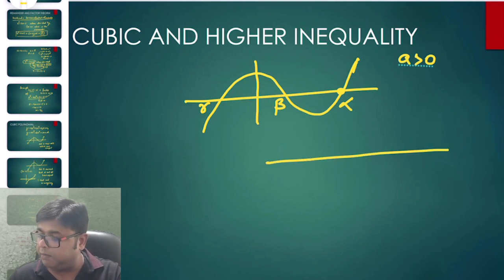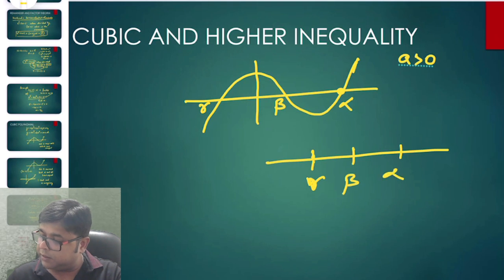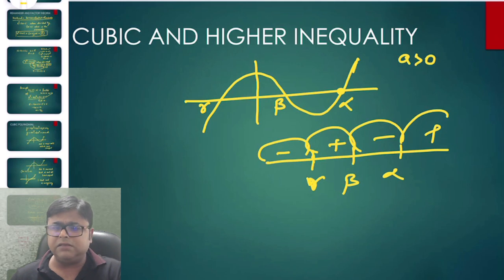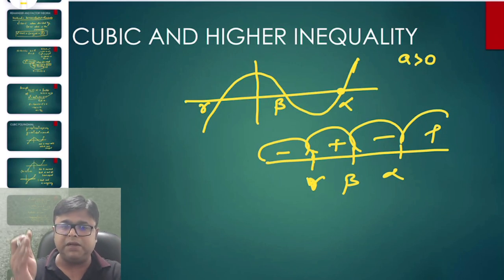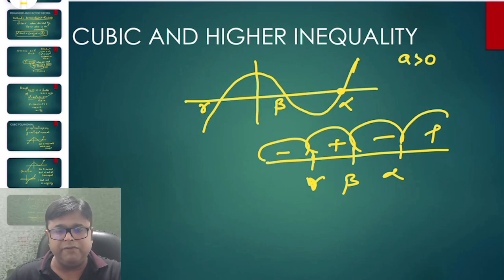So if I put it on a number line and plot the roots, suppose these are the three roots, gamma, beta, alpha. I'll say positive, negative, positive, and negative. Now this goes on for all polynomials. For cubic there are 4 intervals. For degree 4, there will be 5 intervals like plus, minus, plus, and so on for every other polynomial. But generally, they test you till cubic, till degree 3. So it's perfectly all right to remember it like this.